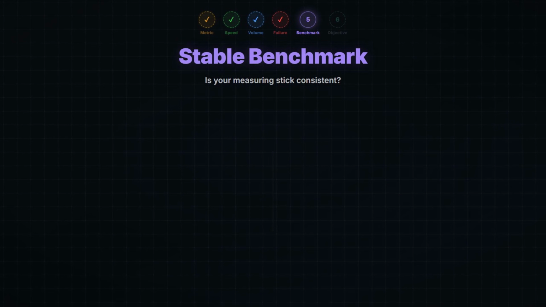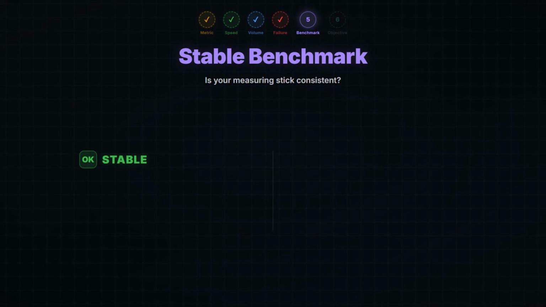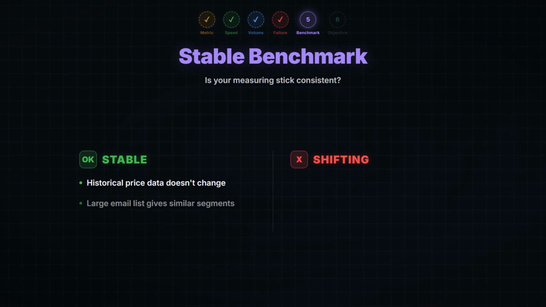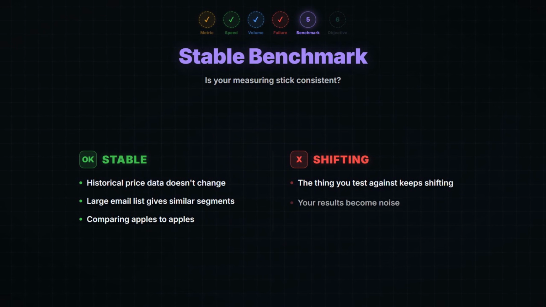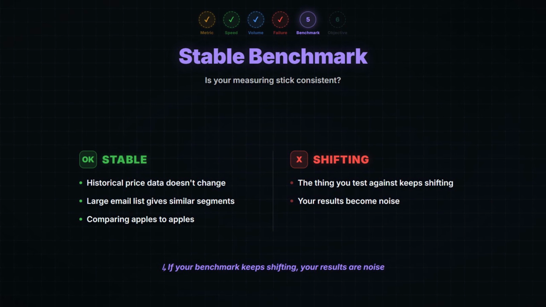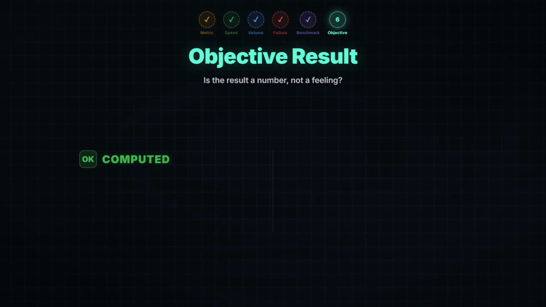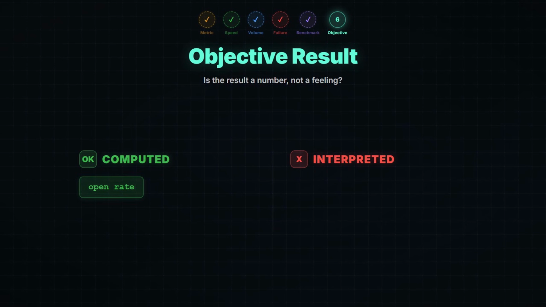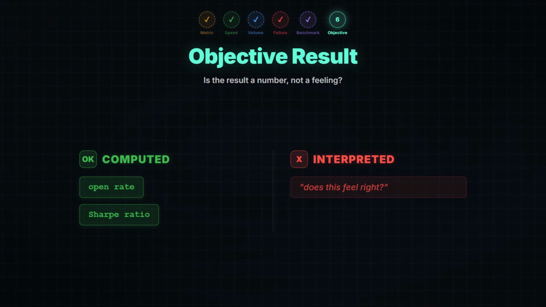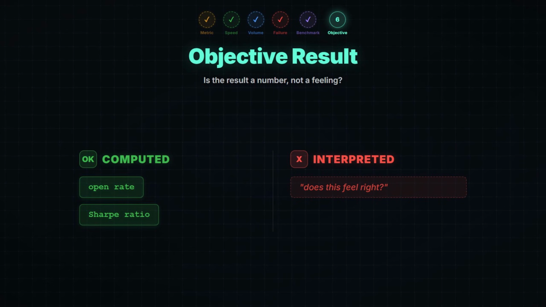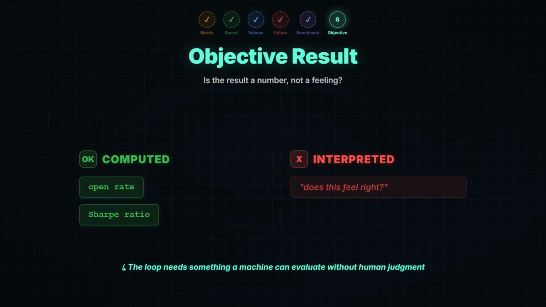5. Is your measuring stick consistent? You need to be comparing apples to apples. Historical price data does not change between tests. A large email list gives you roughly similar segments. If the thing you're testing against keeps shifting, your results are noise. 6. Is the result a number and not a feeling? For example, open rate is a number, Sharpe ratio is a number. But a question like, does this design feel right? Is not. The loop needs something a machine can evaluate without human judgment.